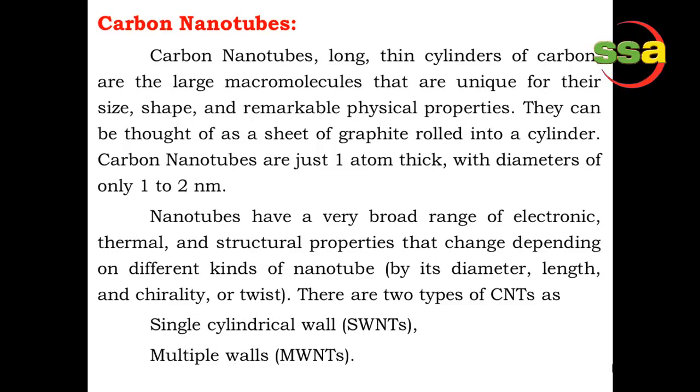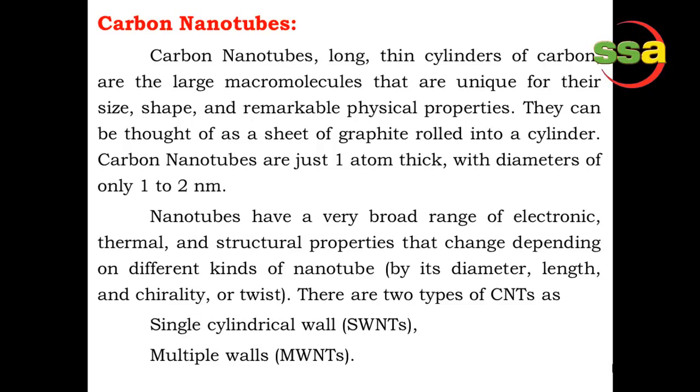Let us see. Carbon nanotubes, long, thin cylinders of carbon, are large macromolecules that are unique for their size, shape, and remarkable physical properties. They can be thought of as a sheet of graphite rolled into a cylinder. Carbon nanotubes are just one atom thick with a diameter of only 1 or 2 nanometers.